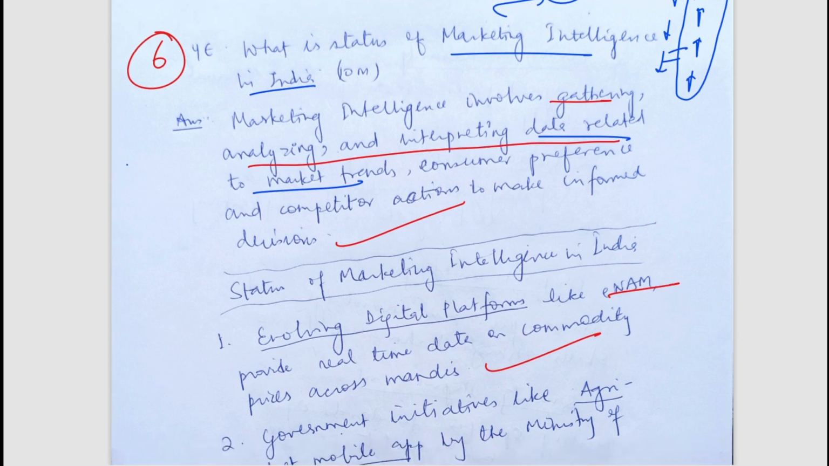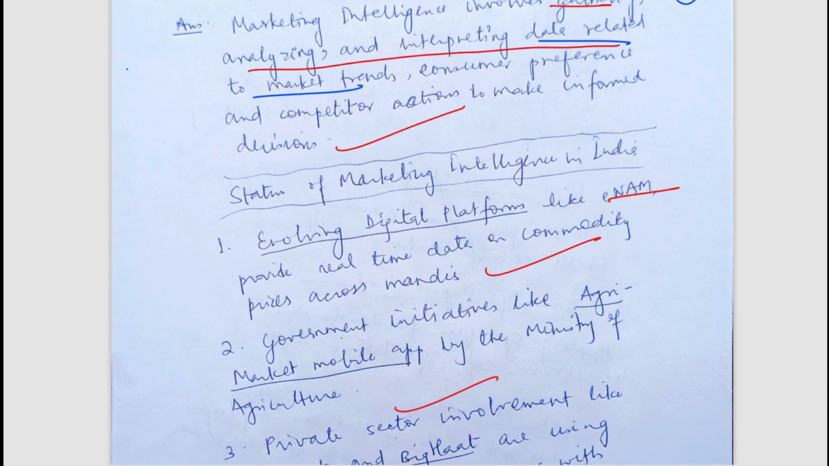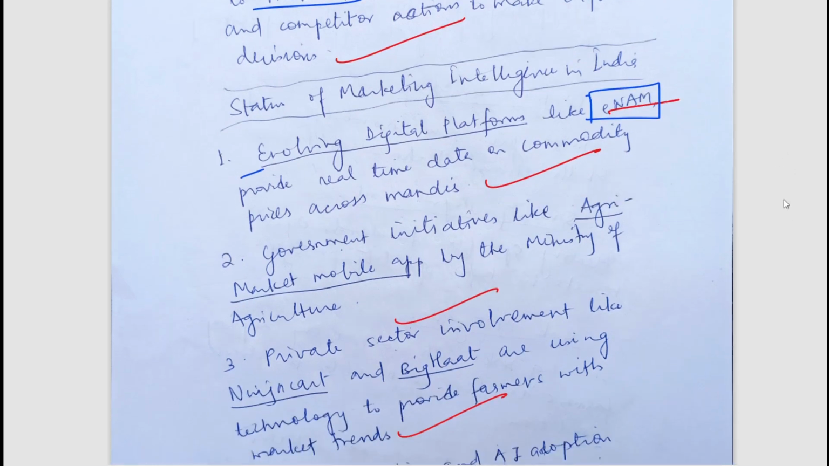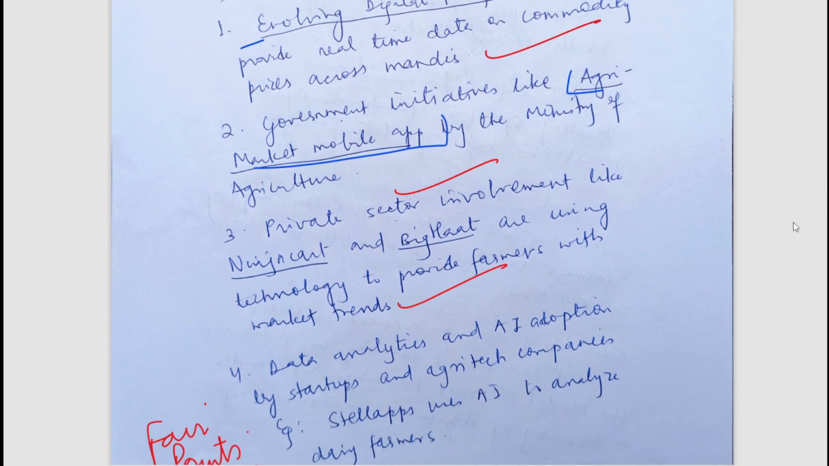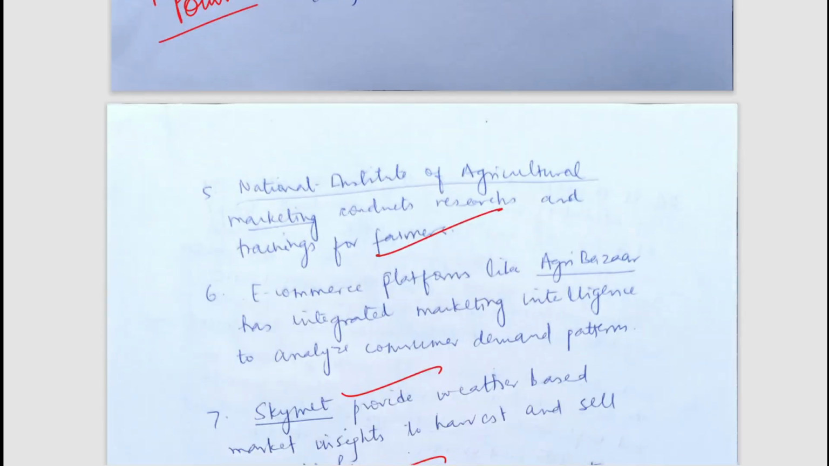So what is the structure of marketing intelligence in India, or the status of marketing intelligence in India? Obviously, digital platforms such as eNAM have been established. Government initiatives such as Agri Market Mobile have been launched. So these are some of the initiatives. Big Heart has been launched. Data analysis and AI adoption have been used in this area.